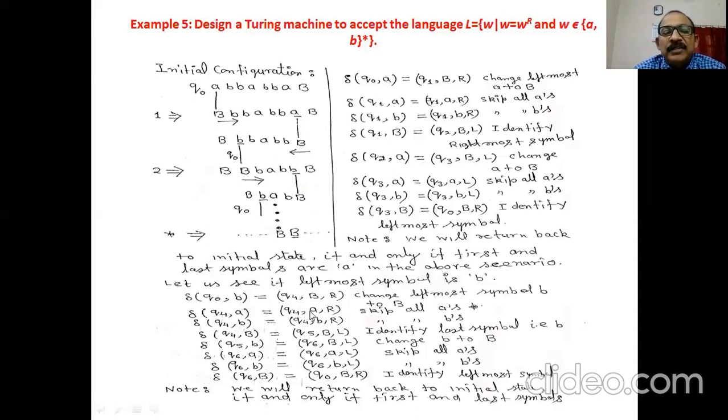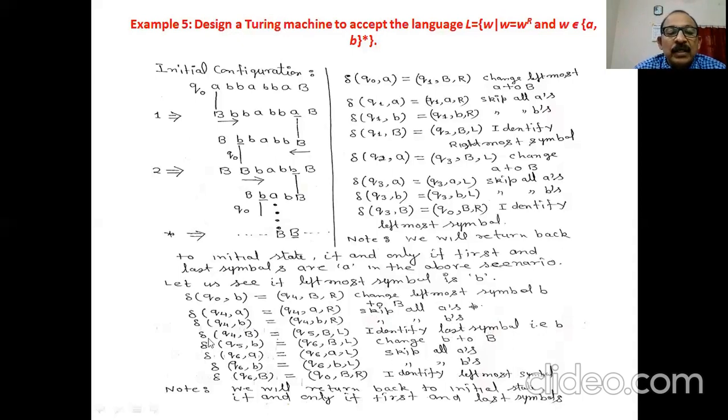Machine remains in the same state, replaces A by A and moves in the right direction, skipping all A's. Machine in state Q4, B is encountered. Machine remains in the same state, replaces this B by B and moves in the right direction. This skips all B's. Machine in state Q4, input is B. Machine goes to Q5, replaces this B by B and moves in the left direction. This way we identified the last symbol, it must be B.